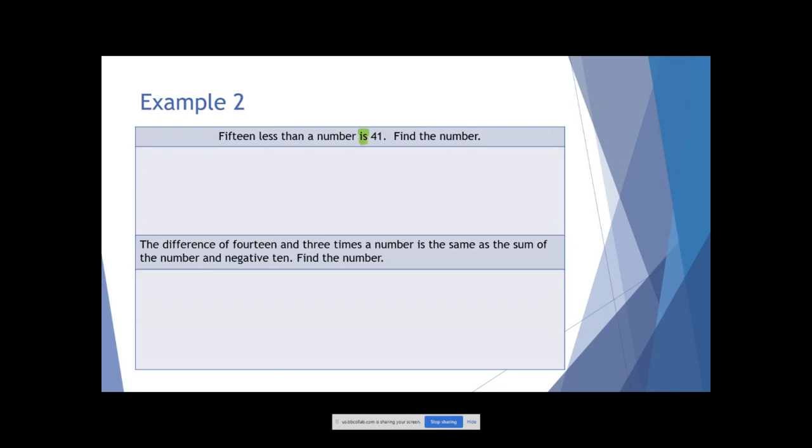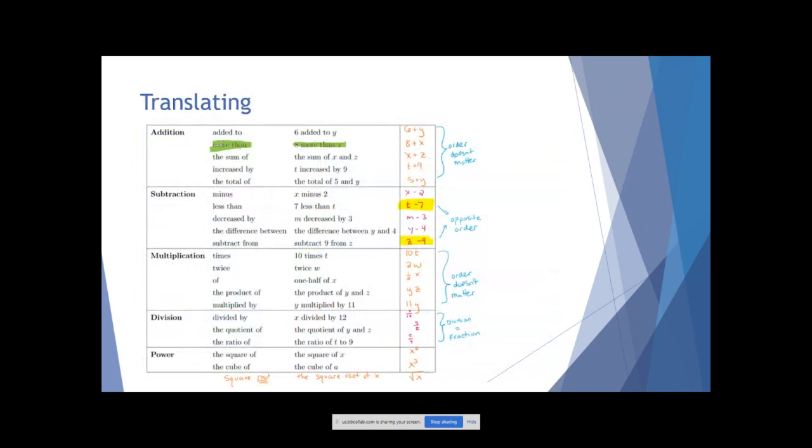So the verb is generally the word is. So I'm going to put equal, and then right after that I have equal 41. So I've got one side of my equation already. Next we have 15 less than a number. So if I have an equal sign, then that less than is not the less than symbol. That less than means subtraction because I already have a symbol, it's the equal sign. So less than a number. So I'm going to go back to my translating. Less than, 7 less than t, that one gets translated in the opposite order. So you're subtracting the first thing.